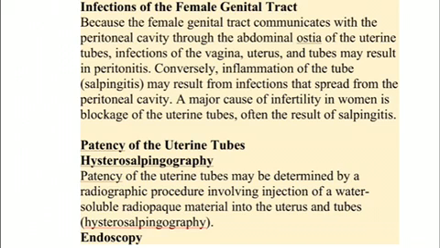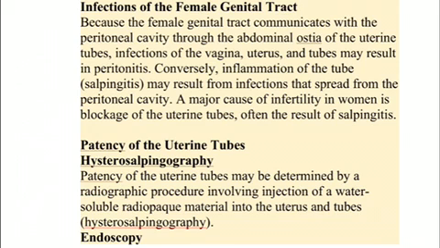What about patency of the uterine tubes? If you want to appreciate patency of the uterine tubes, you might have to do hysterosalpingography. Patency of the uterine tubes may be determined by this procedure, a radiographic procedure that involves injection of a water-soluble radio-opaque material into the uterus and tubes. It is a contrast substance so that at the end you can visualize the uterine tubes and uterus clearly. The procedure is called hysterosalpingography.